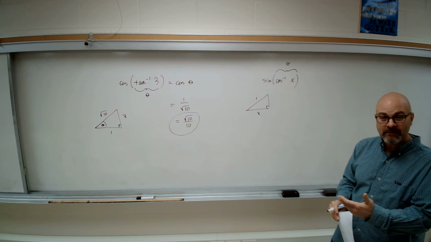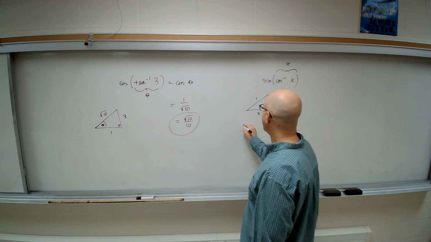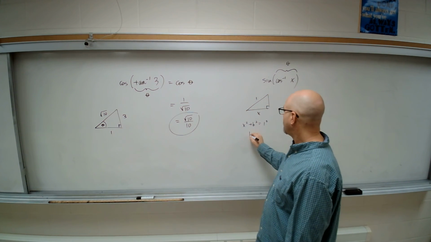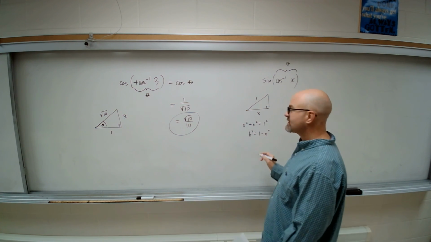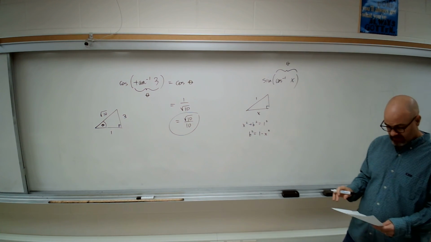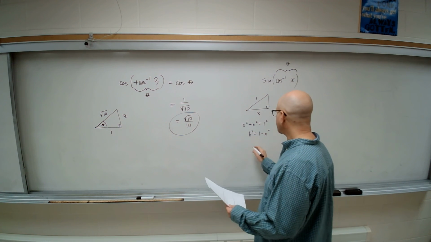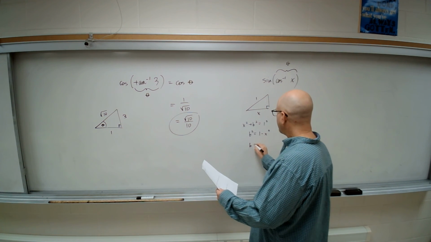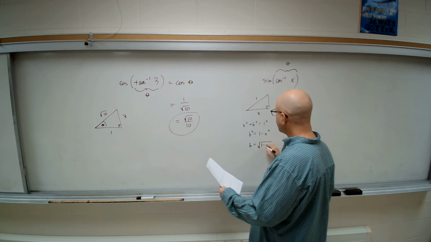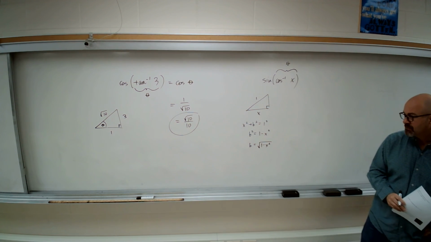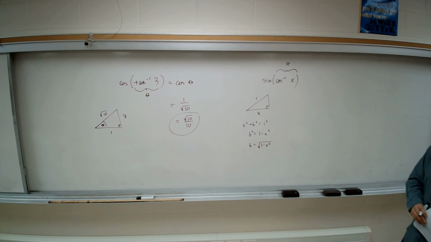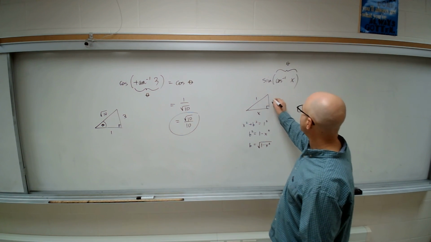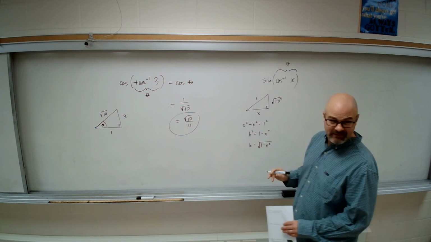Can we use the Pythagorean theorem? Yes, so we get x squared plus b squared equals 1 squared, or b squared equals 1 minus x squared. Then we square root both sides, and b is the square root of 1 minus x squared. We're just going to use the principal square root there for now. We'll look later at doing something different with that. So this side here would be radical 1 minus x squared.